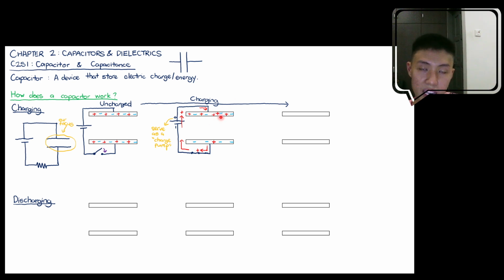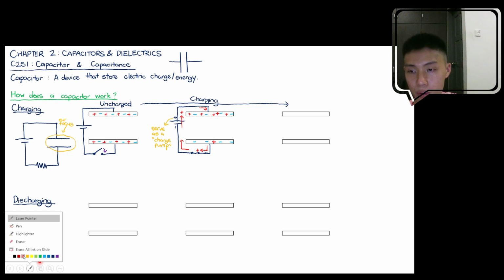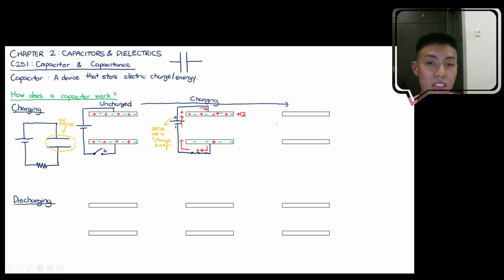So right now you can see that the upper plate has 5 positive charges and 4 negative charges. There are more positive charges than negative charges. Therefore, the upper plate becomes net positive right now, so there's positive charge stored in the upper plate.